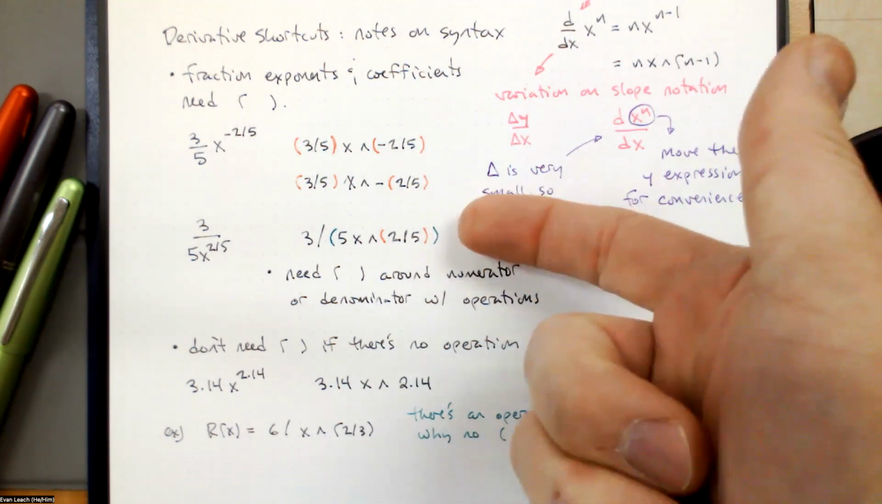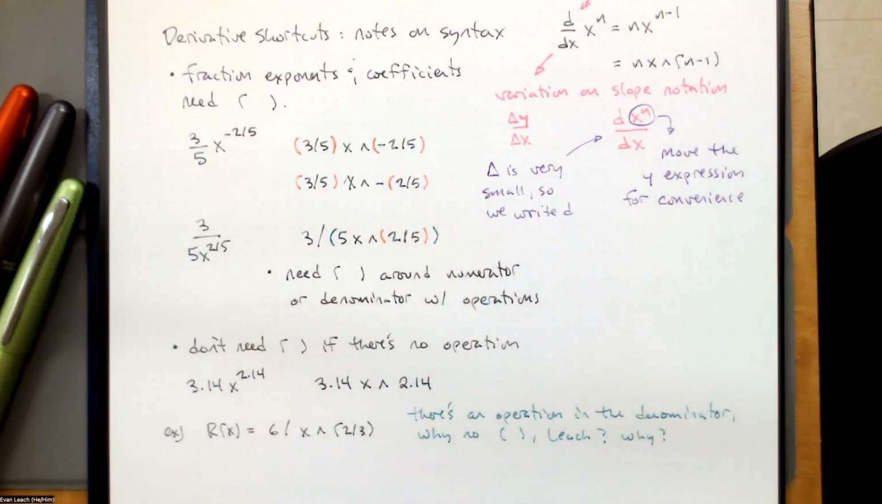Notice that in the previous one, there's a coefficient in front of the x. It's 5x to the 2/5. In this expression, there's nothing in front of the x. I'm saying 6 divided by x to the 2/3. So the only operation in the denominator is this exponent. There's no order that we have to try to figure out. X is getting raised to the 2/3 power, and we take 6 divided by the result.